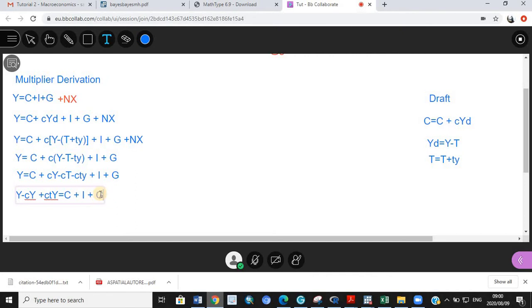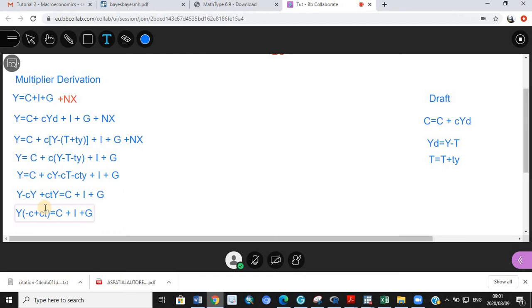This is what we call autonomous consumption. Very good. If we use the common factor here, which is Y, we can have Y multiply, in this case, minus c, oh sorry, minus c. This is going to multiply minus c plus ct, is going to be equal to C plus I plus G.